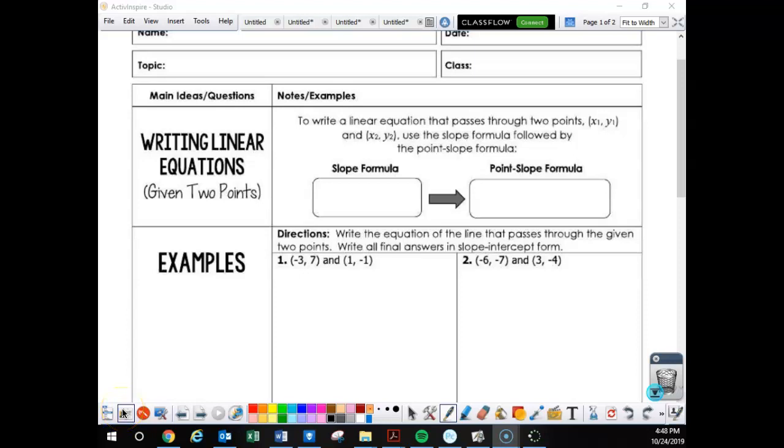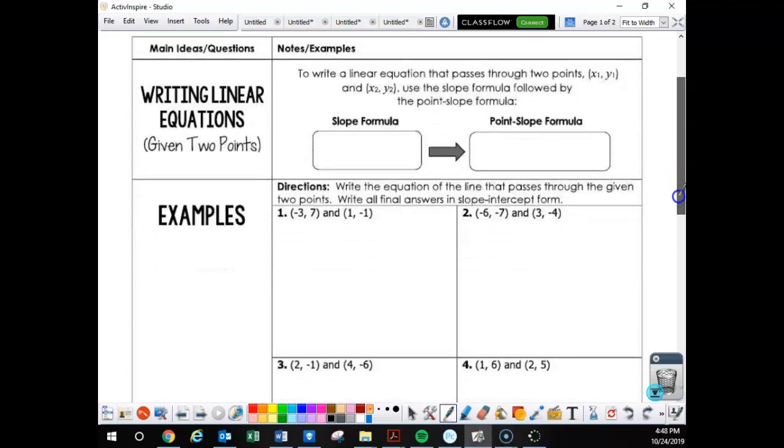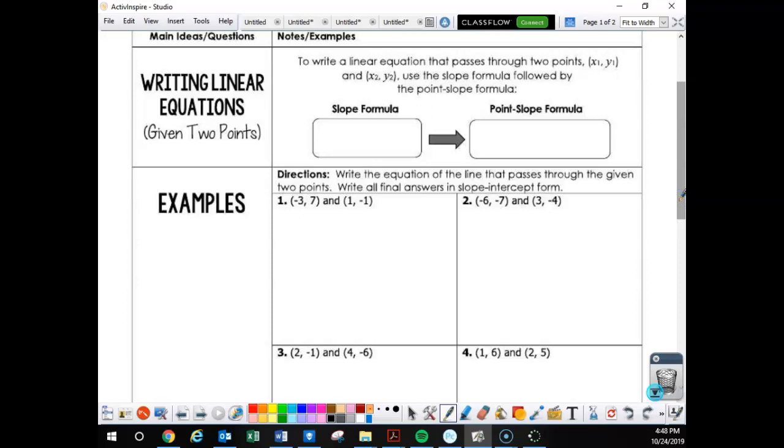I'm going to go over your notes, and then after the notes I'm going to have you do an assignment on Delta Math. Alright, so today we're going to be writing linear equations from 2 points. Yesterday we did a point and a slope. So today we're doing 2 points, and we're going to need to use a formula we learned, the slope formula.